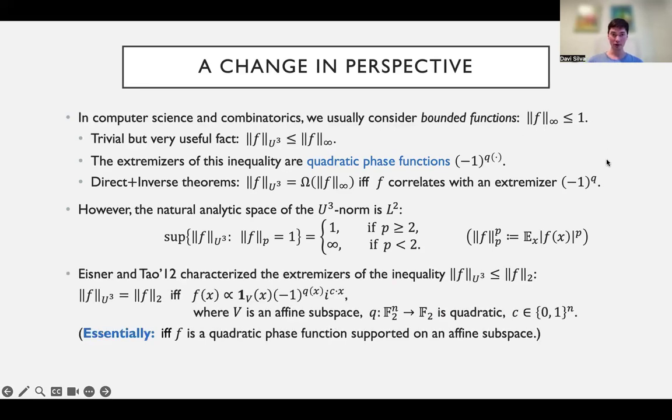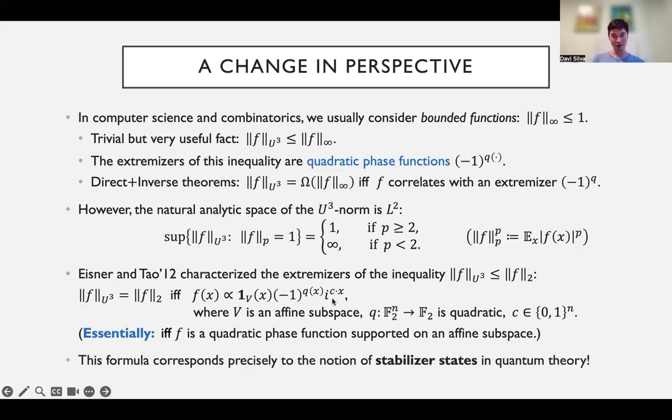And Einstein and Tao knew about this natural analytic space, and then they characterized the extremizers of this inequality here, which is strictly stronger than the inequality that we had before. And then they showed that these two norms are equal if and only if, essentially, f is a quadratic phase function supported on some affine subspace of arbitrary dimension. But there is a slight twist here: we have this kind of non-classical quadratic phase function that is important for our work, but it can be disregarded when first seeing it.